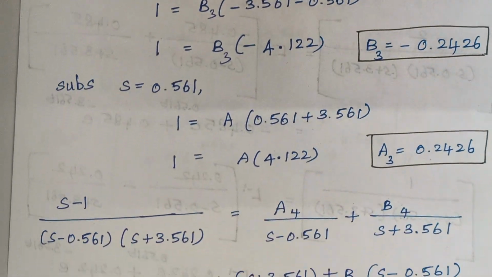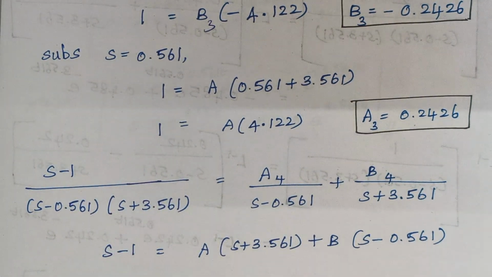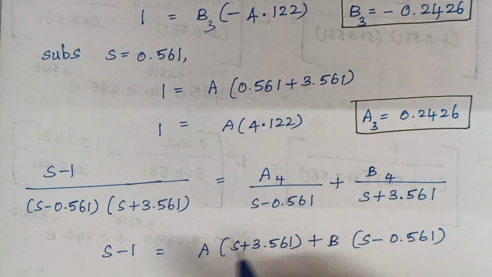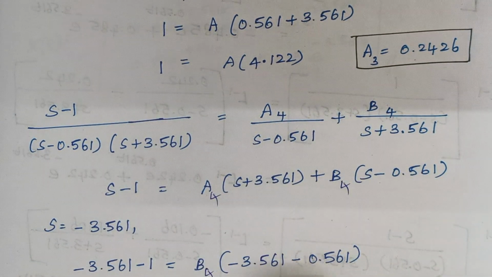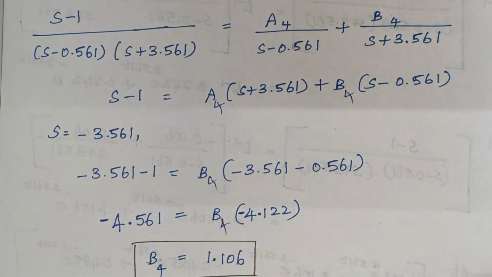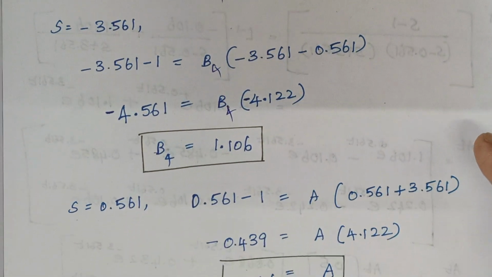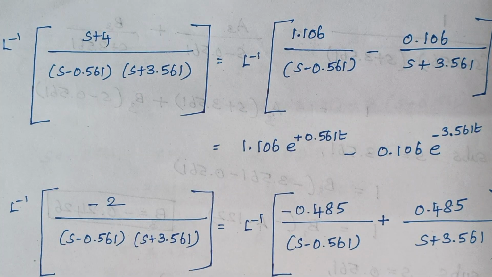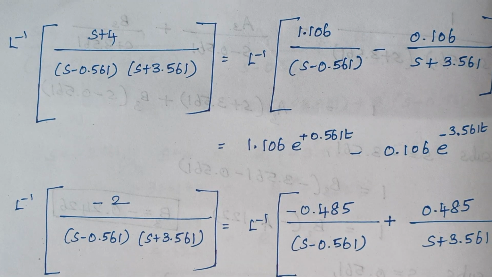Now we are proceeding to the fourth term, right. So here, this is our fourth term. So by partial fraction, here we are naming it as A4, B4. And again, as usual, you have to take LCM here. So once you take LCM and solve, we are ending the problem by having these values, right? B4 is 1.106 and A4 is minus 0.106, right? So now we are going to take inverse Laplace for each and every answer we get, right?